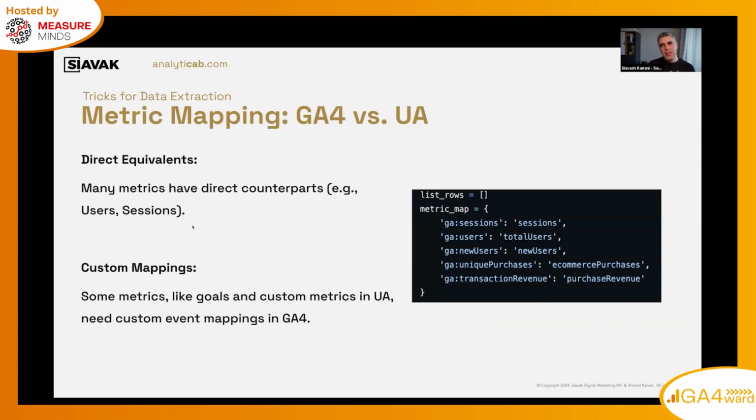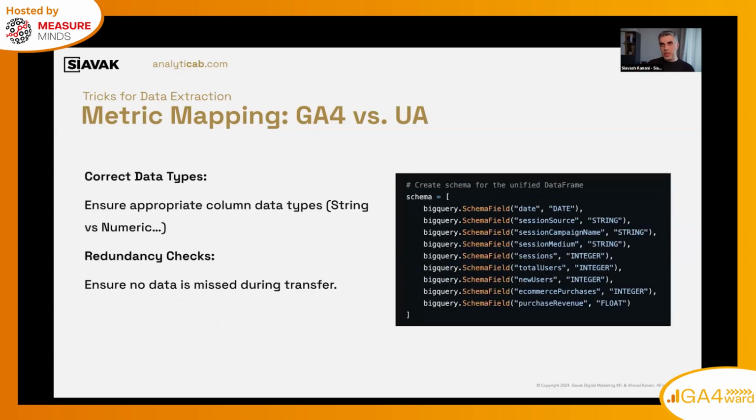The metric mapping, I already talked about. Some metrics were very easy. They were equivalent, like users and sessions. We had them on both ends. But for some other metrics, like goals, like events, like some key events recently, or some custom metrics in UA, we need to figure out, okay, how are we now tracking those custom metrics, those custom dimensions, those goals in GA4, and create a custom mapping between the two so that the data is continuous, right?